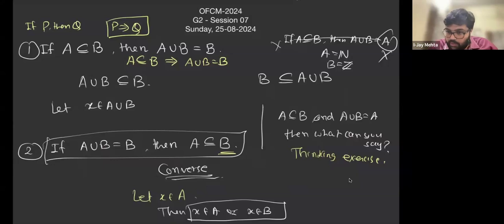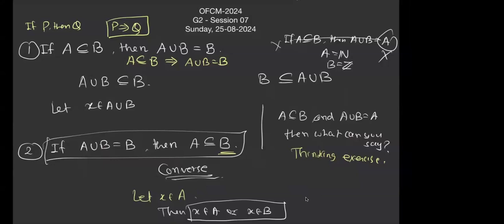Room number 2, Adya. Hello, sir. Sir, actually, we can say that X belongs to A union B. As for A union B, we know that either X belongs to A or X belongs to B. But we know that our X is belonging to A, so we can say that X is belonging to A union B. Yes, thank you, Adya.